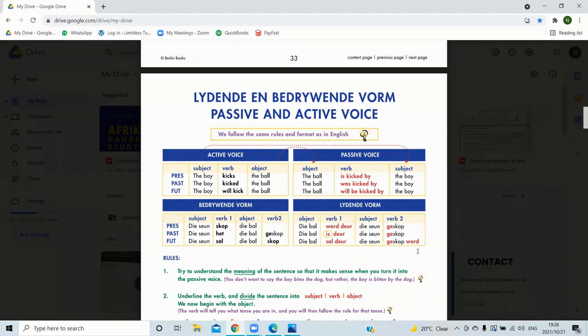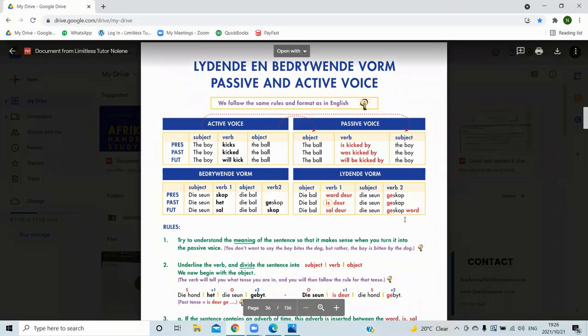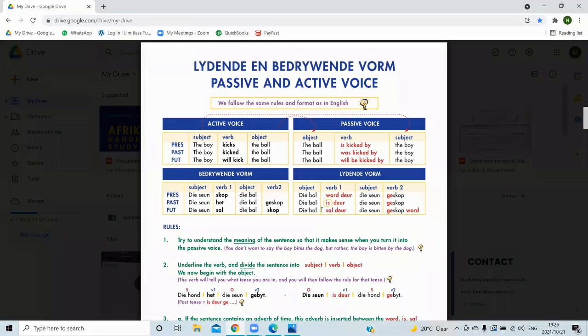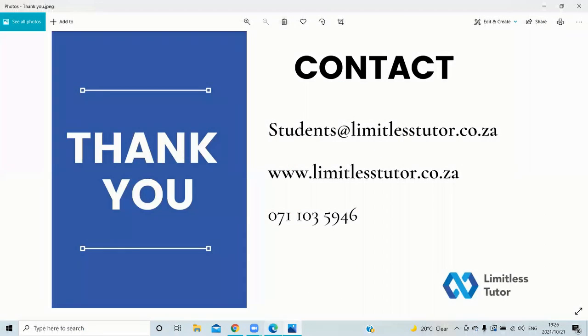And if you have a helping verb, so sal, kan, moet, mag, then you treat it the same as future tense, okay? And you keep that same word. So you keep your moet or whatever in the place of sal. Hope that makes sense.